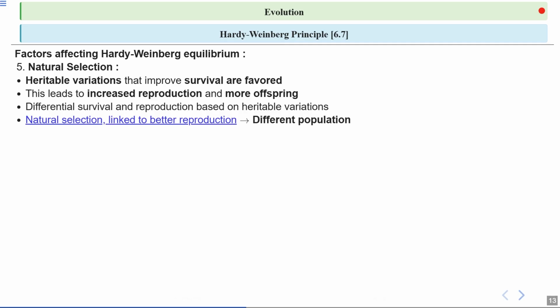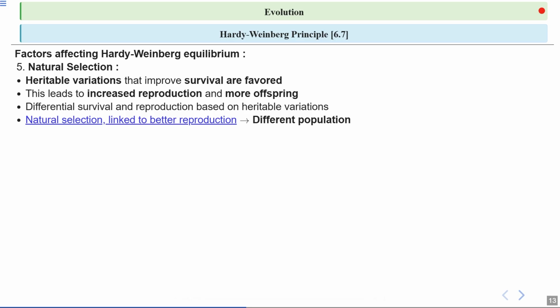Now, natural selection linked to better reproduction leads to different populations. Natural selection can also lead to change in the allele frequencies, because nature is selecting those alleles, genes or variations which provide survival advantage.